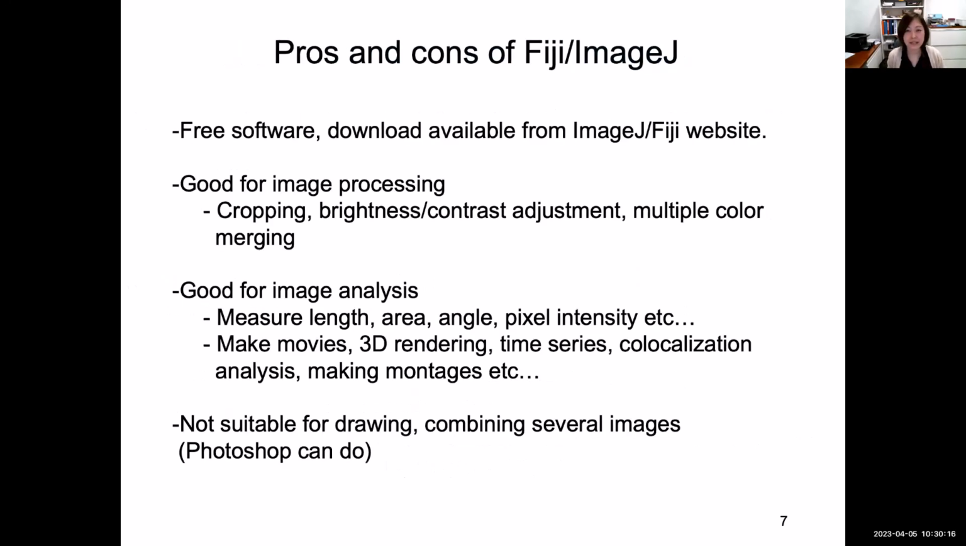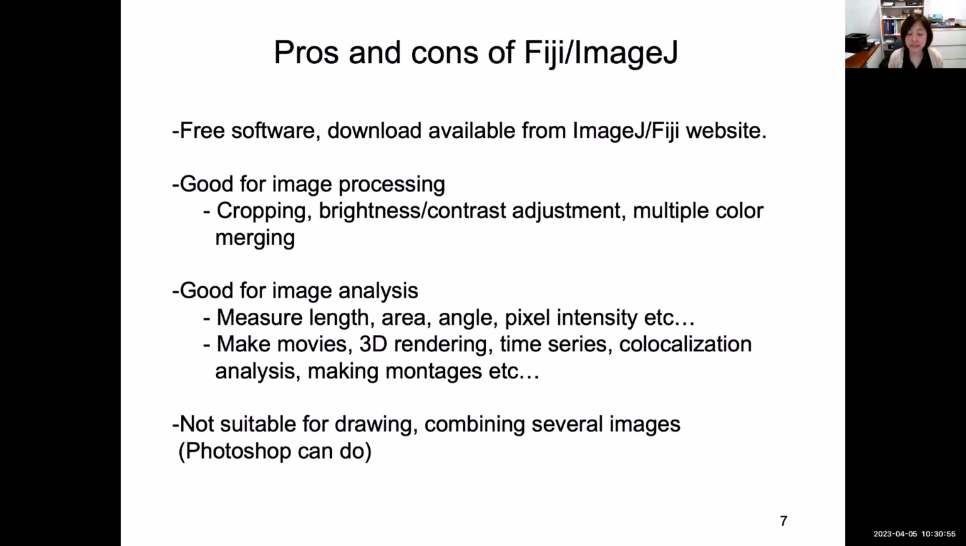So this is a recap, and I'm going to move on to the Fiji ImageJ pros and cons. Fiji ImageJ is free software that you can download from the ImageJ Fiji website, and it's good for image processing. If you want to crop, do brightness and contrast adjustment, or if you have multiple color images, you can merge images or assign different colors to each image slice. Or if you have Z-stack or time-lapse images, you can manipulate those images.